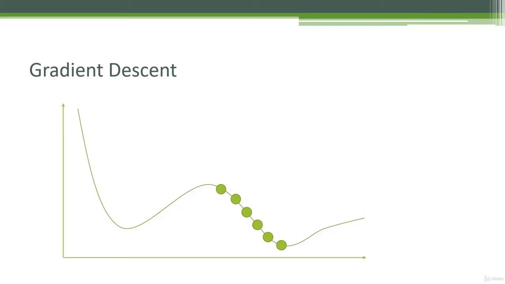First thing we want to talk about is gradient descent. This is basically a machine learning optimization technique for trying to find the most optimal set of parameters for a given problem.